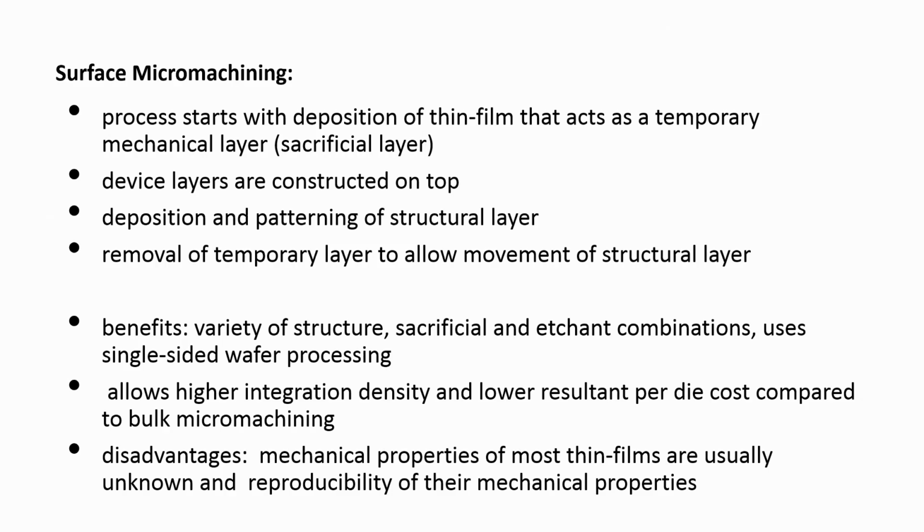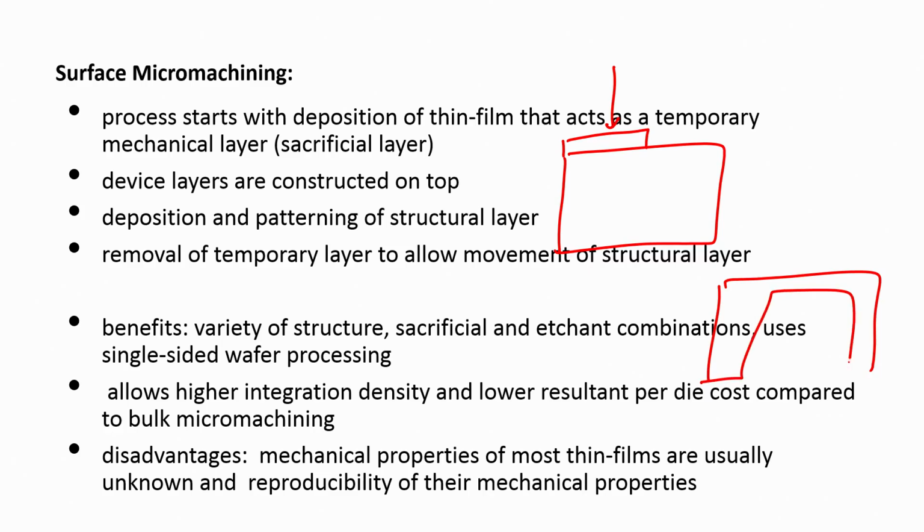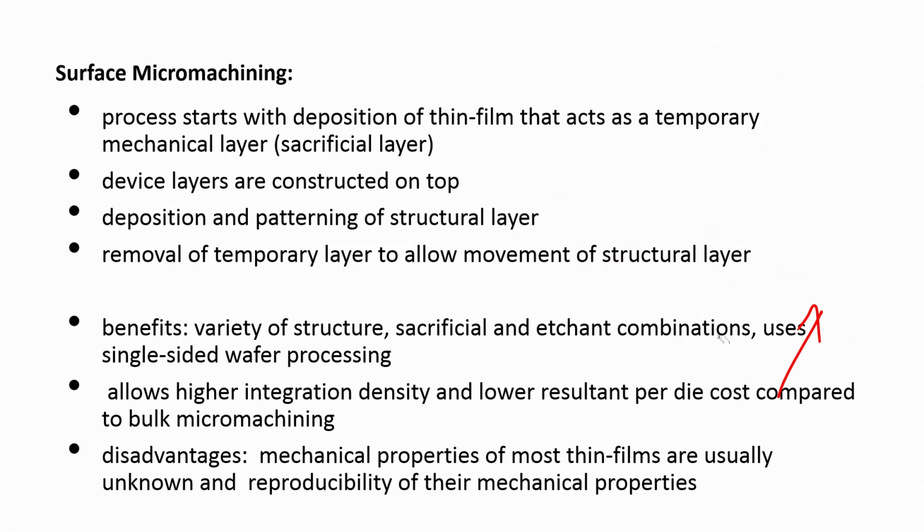Then what are the benefits? The benefits of this particular technique are that a variety of structures are possible, sacrificial and etchant combinations are there, and it uses single side wafer processing. If I want to create a sacrificial layer, everything was done on top. But if I want to create a diaphragm on the back side, that means I am creating a structure here and I am also etching from the back side. In this case I require a wafer which is double side polished. In the other case I can use a wafer which is single side polished, single side polished versus double side polished wafer.